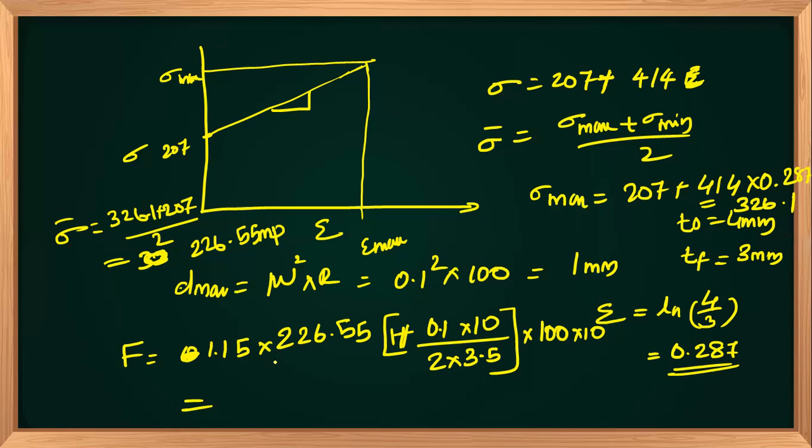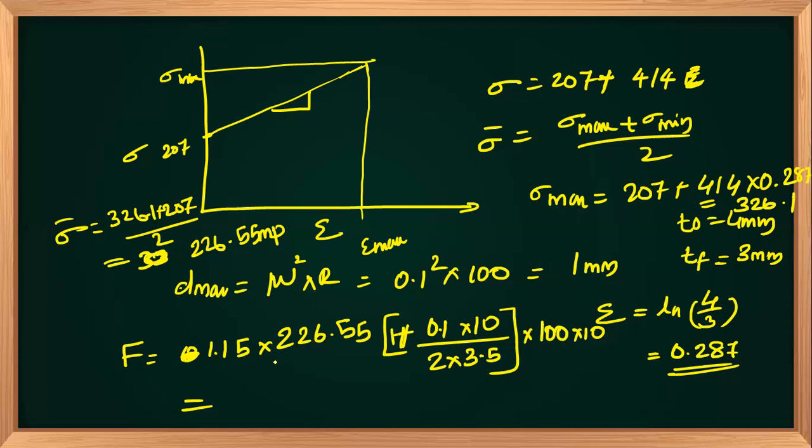So how much will it be? 0.1 into 10 divided by 2 divided by 3.5. It's 0.14, so plus 1 will give you 1.14, multiplied by 1.15, multiplied by 2. It's 226 only. Let me calculate.